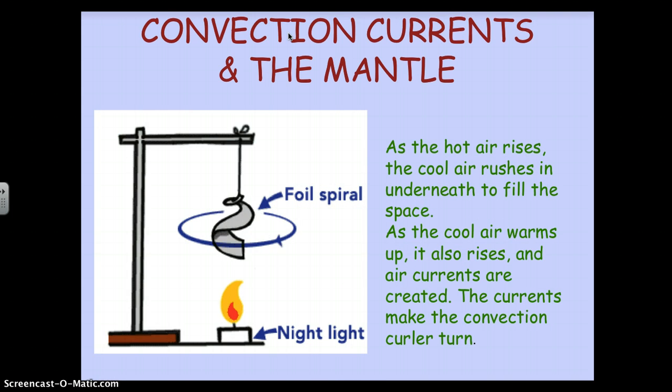As hot air rises, the cool air rushes in underneath to fill the space because there's a vacuum. So the cool air warms up, it rises, and air currents are created. The currents make the convection curler turn. So we can see that the foil spiral here would be turning as a result of the heat from the candle beneath it.